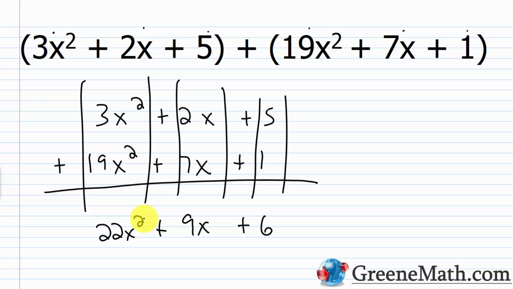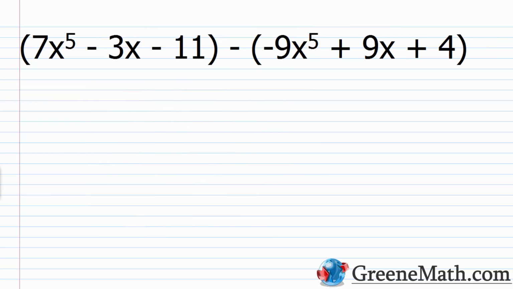I find horizontal addition is a little bit faster because a lot of times I don't end up even writing things out. I just kind of eyeball things. And I'll say, okay, well, 3x squared plus 19x squared is 22x squared. I'll just write that down, kind of put a dot over it to say I've used it, and move on. So now let's talk about subtracting polynomials.